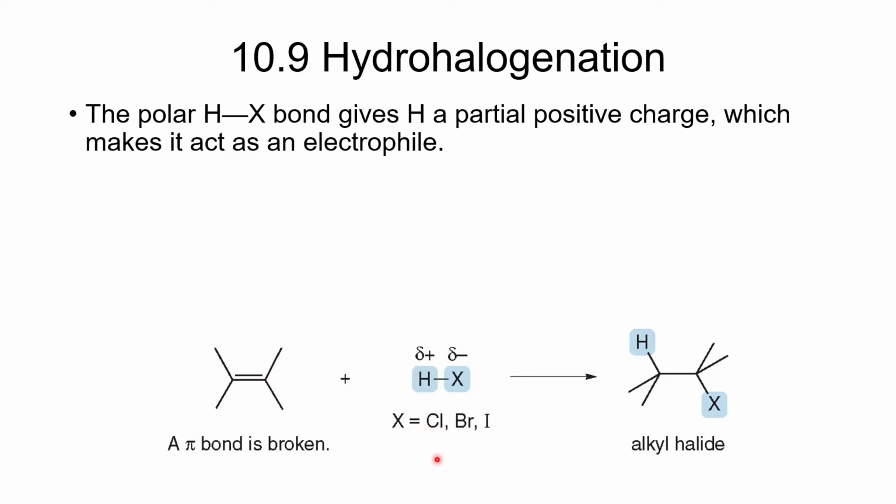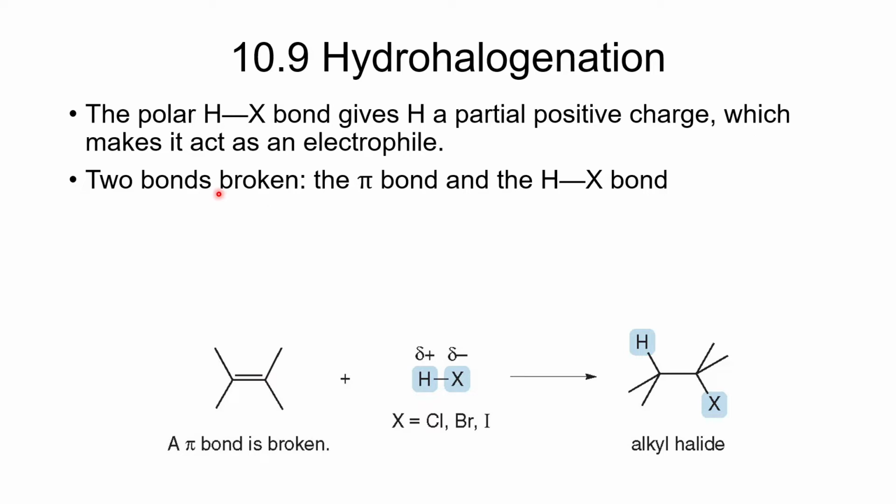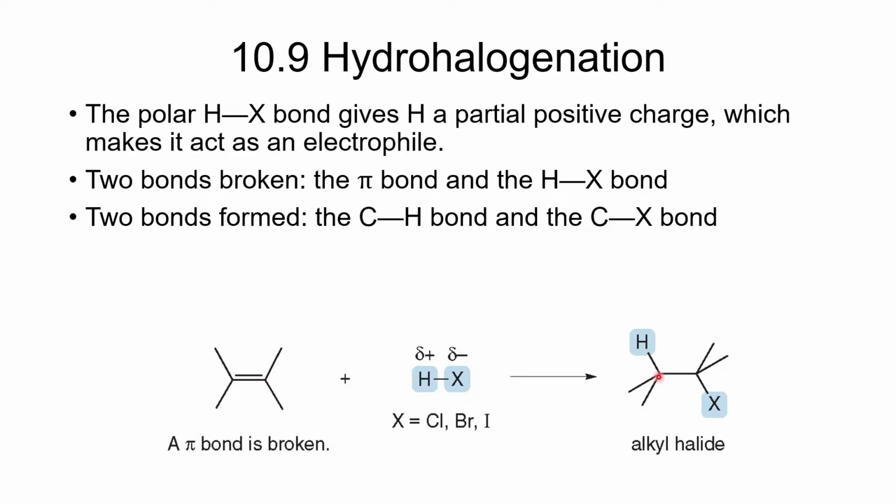Now, in case you're wondering, we can't do this with HF. It turns out that HF, well, one, nobody wants to be around HF because it's really, really dangerous. And two, when you attempt to do this with HF, it just doesn't work. All right, well, two bonds are broken. So the pi bond is broken between the two carbons, and the sigma bond in our reagent is broken. And then two bonds are formed, a carbon-hydrogen bond, so carbon with this hydrogen, and carbon with this halogen. So those are the bonds that are formed.